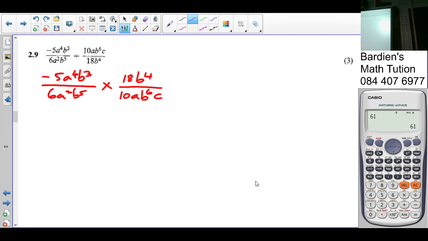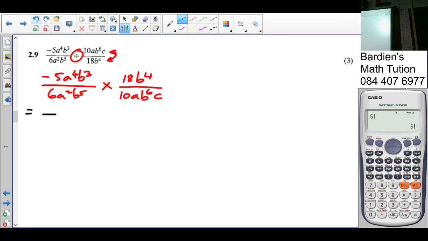So what do I do now? Simplify. So negative divided by positive is? Negative. Multiplied by a positive is? Negative. Divided by a positive is? Negative. So the ultimate answer in this is going to be negative. So I'm not going to worry about the sign again.